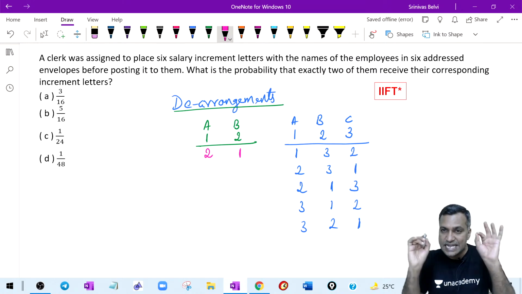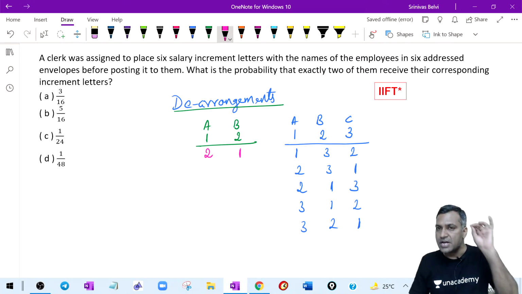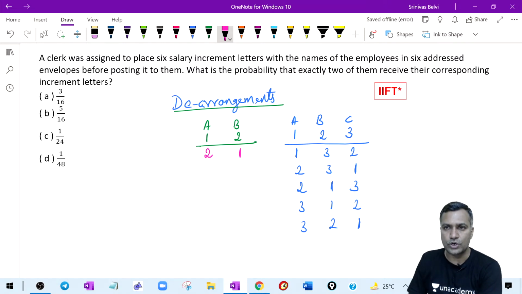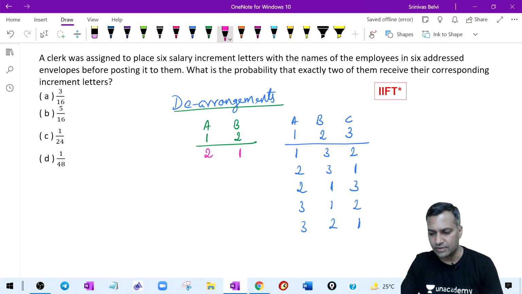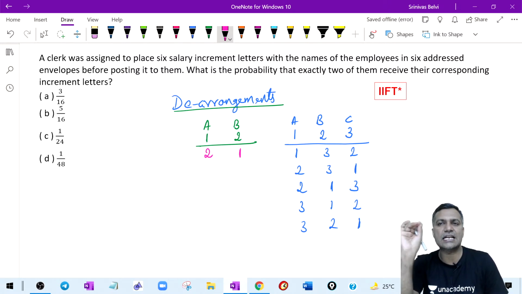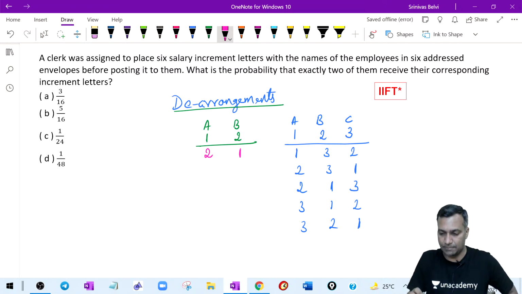Now listen to me. Kunal, Rishav, don't keep answering that. Leave that. First listen. Derangement means none of the envelopes will get the designated amount of money. That is called derangement. For example, this is my exact case, the required case.